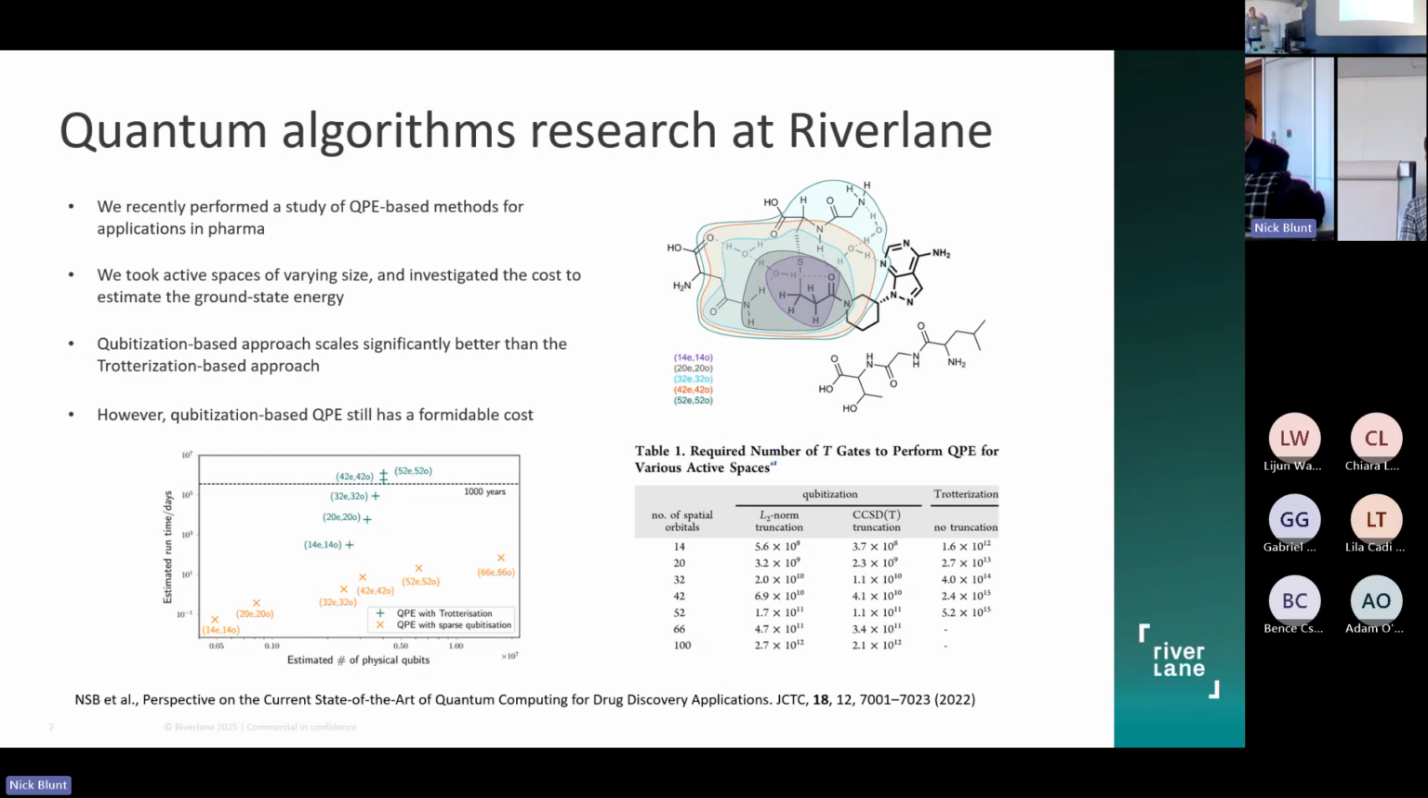So qubitisation does a lot better, but still this is very expensive. So for the same active space, you still need to run for like at least several days. And the number of physical qubits using error correction will be like at least 1 million qubits. And then in the table on the right is the T-gate counts. And so apart from the smallest active space, you see that you need at least something like 1 billion non-Clifford gates to study this problem.